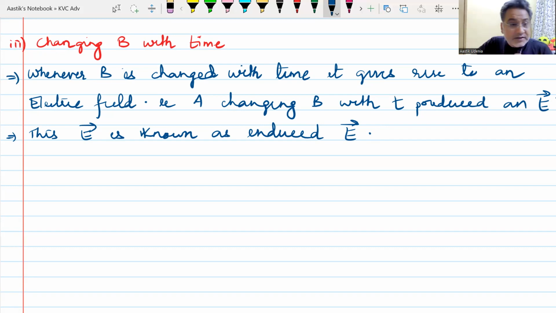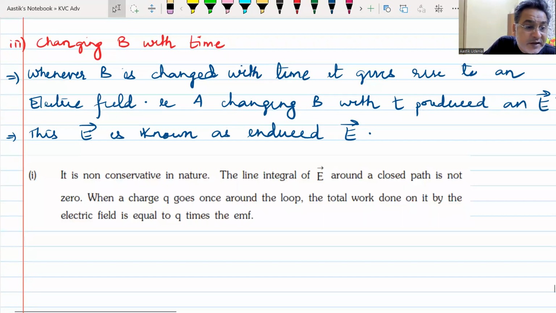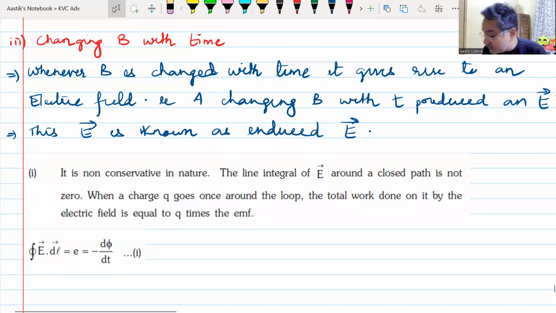Now, what are the properties of this induced electric field? This induced electric field is non-conservative in nature. That means if you move around in a closed loop in this electric field, the line integral will not be equal to zero. In fact, it will be equal to the induced EMF. Up till now, whatever electric field we have seen, we must call it the electrostatic field.